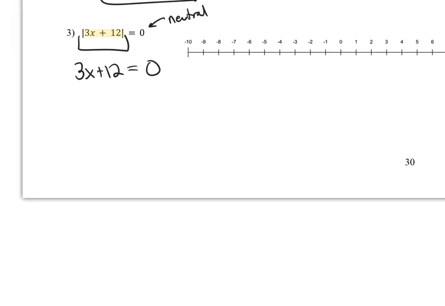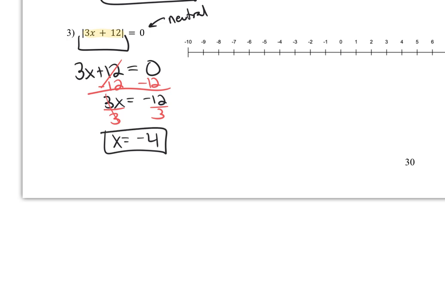And then we can solve, as we've done in the past, minus 12 on both sides. 3x equals negative 12. Divide by 3. And x equals negative 4.